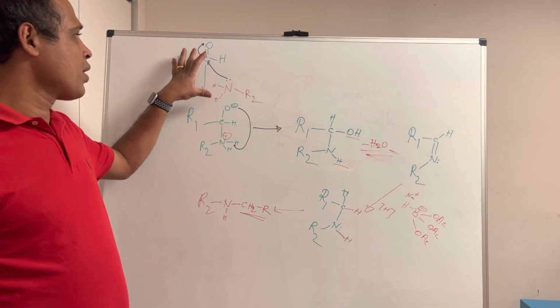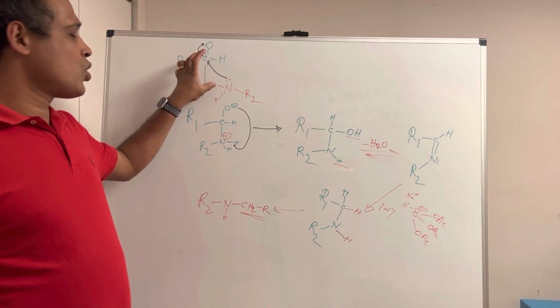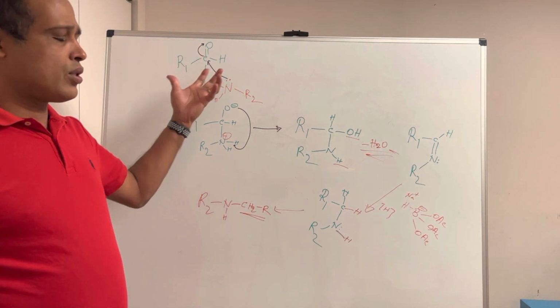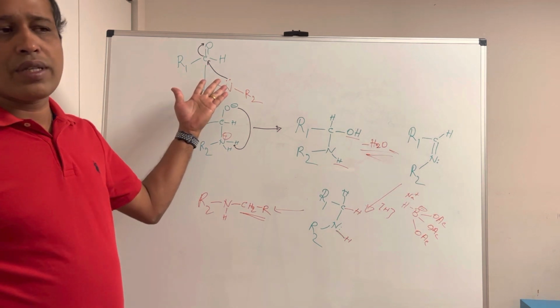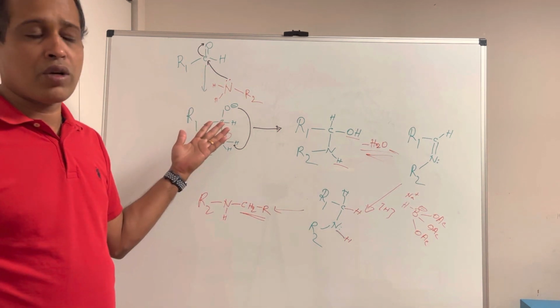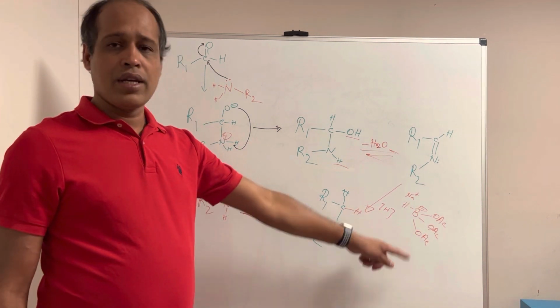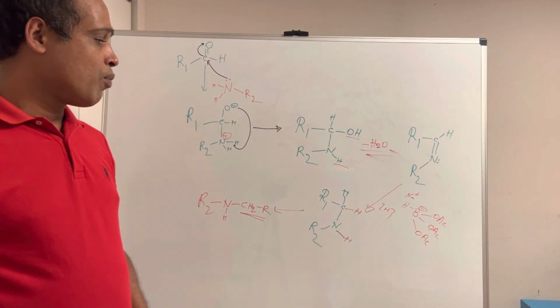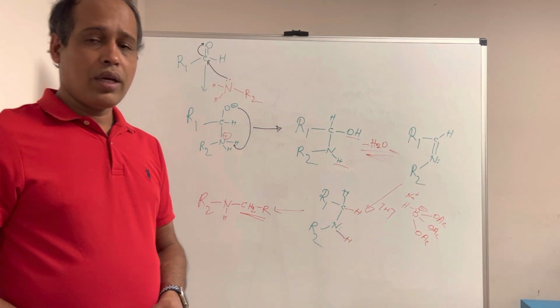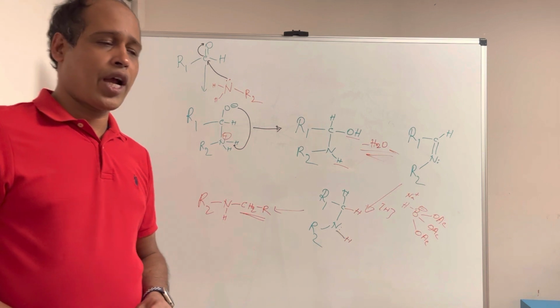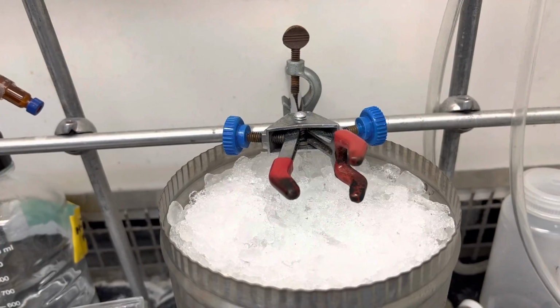So I'm going to mix these two in a vial at 0 degrees Celsius. Then I will dissolve this in THF and maybe stir 1, 2, 3 minutes, and after that I will add this sodium triacetoxyborohydride as a reducing agent, and then I will start the reaction at room temperature for 2 hours.